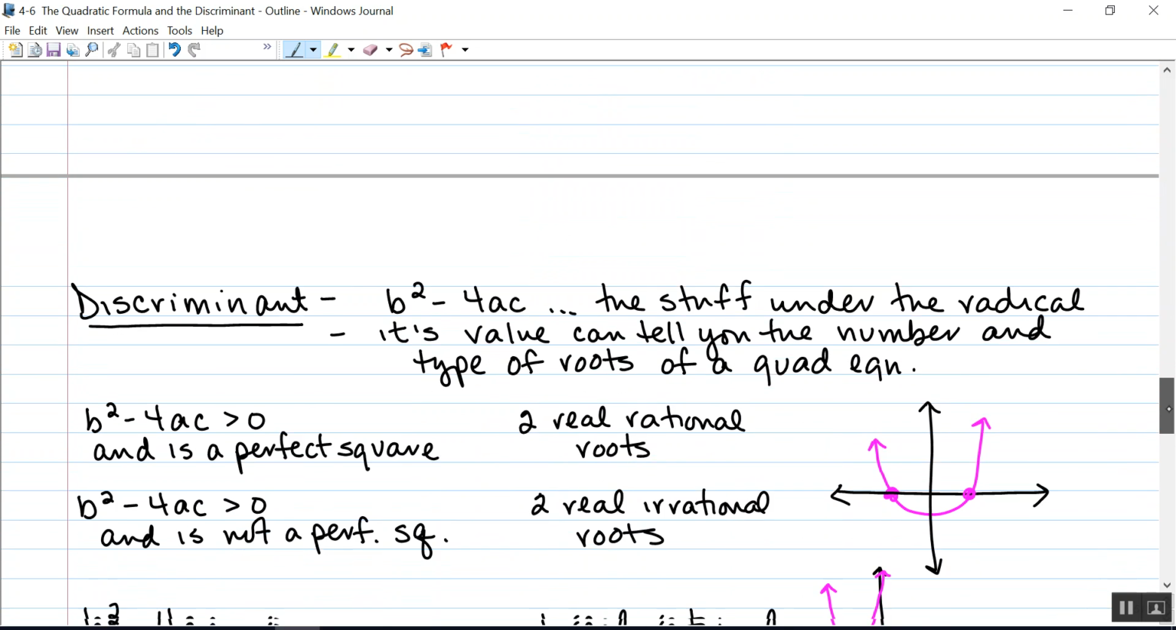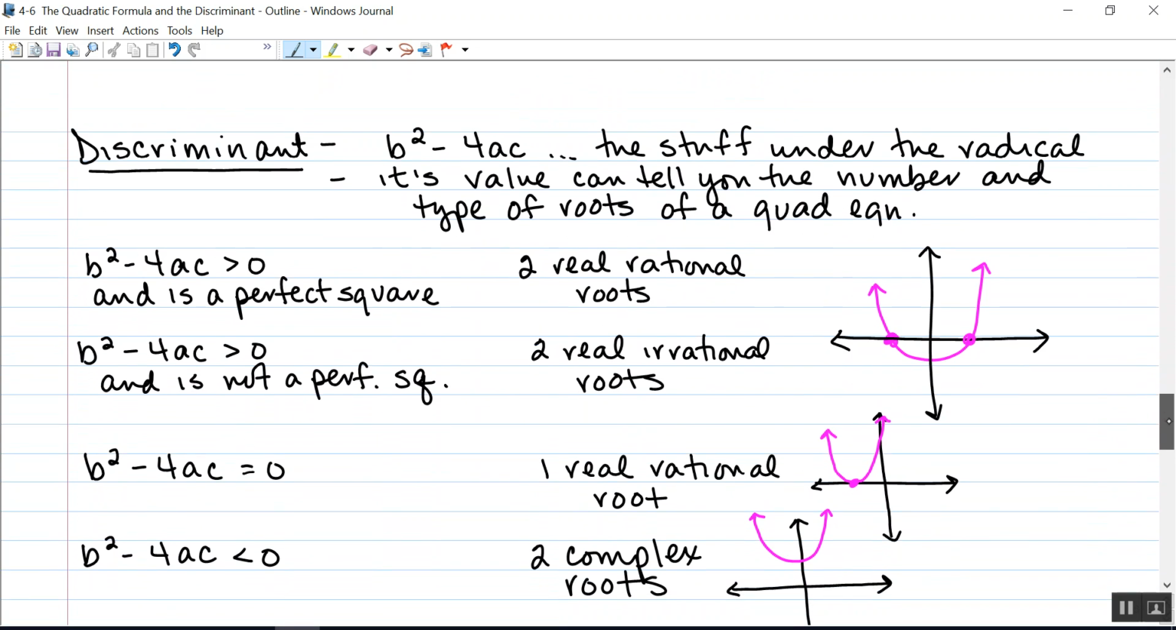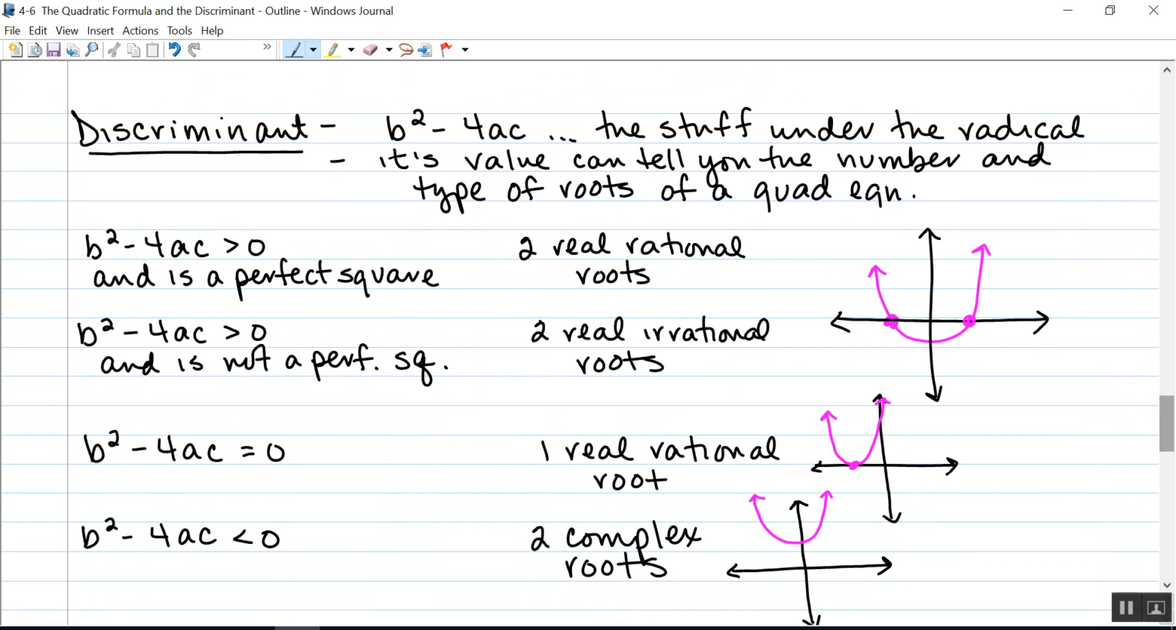And that's actually what's going to happen. Those are kind of the 4 different cases that you can get. And you can figure out what sort of answer you're going to have by looking at the discriminant. And the discriminant is just b squared minus 4ac. It's the stuff that's underneath the radical.